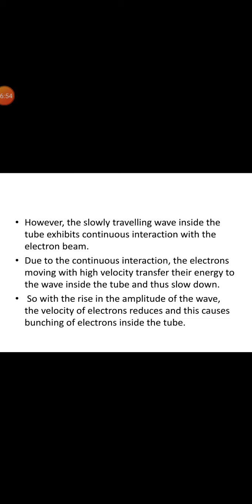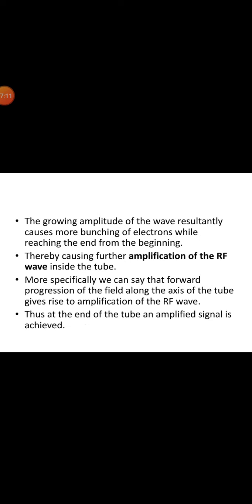Due to the continuous interaction, the electrons moving with a high velocity transfer their energy to the wave inside the tube and thus slow down. So with the rise in the amplitude of the wave, the velocity of electrons reduces, and this causes bunching of electrons inside the tube. The growing amplitude of the wave resultantly causes more bunching of electrons while reaching the end from the beginning, thus causing further amplification of the RF wave inside the tube.